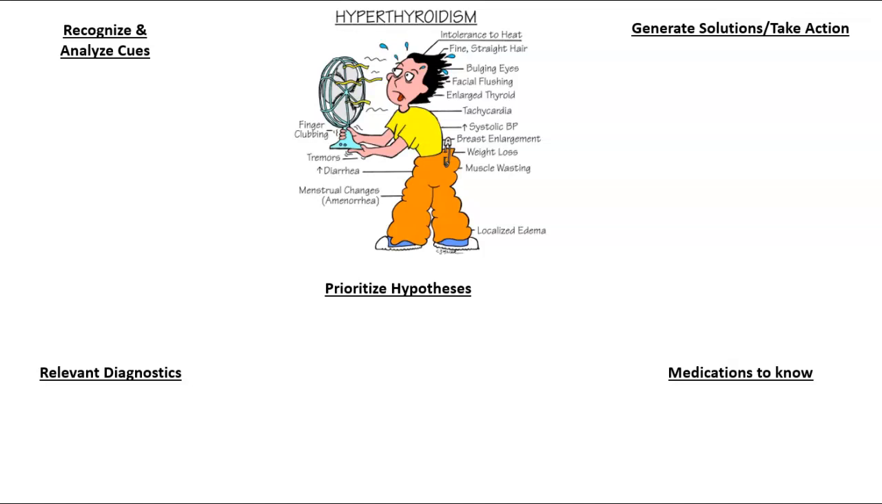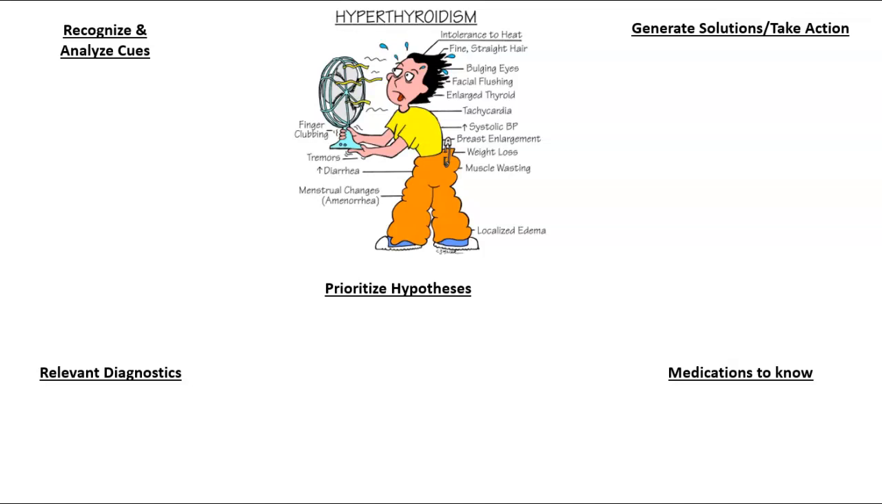So remember, Next Gen wants us to be able to recognize and analyze cues. It wants us to be able to form hypotheses, right? So our priorities: what's most pressing, what are complications, what happens if we do something to fix it, what are the complications of that, and what if we do nothing? Generating solutions and taking action. That would be our nursing interventions, our evaluations, ethical concerns, and then also we have some diagnostics and medications to know. So let's talk about some of the cues.